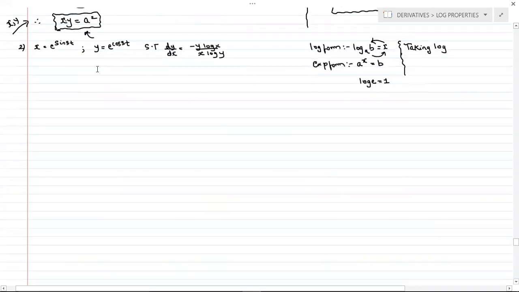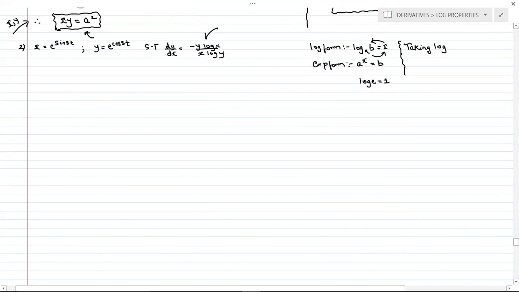Okay, so now in the second question here we have x equals to e raised to sine 3t and y equals to e raised to cos 3t, and then you have to show that dy by dx equals to y upon x, log x upon log y. As I told, the fundamental is very simple. Just simply you have to focus on the show that.